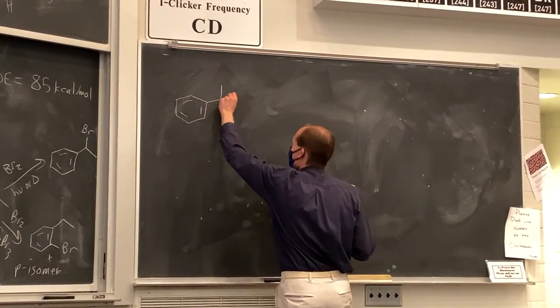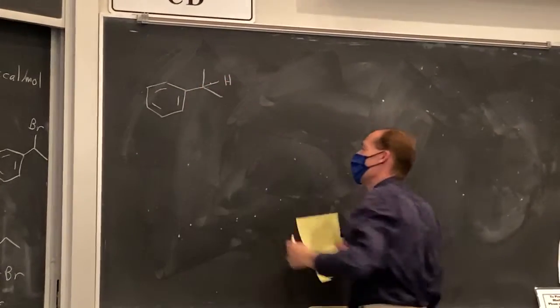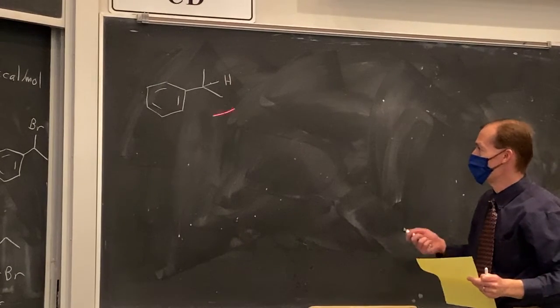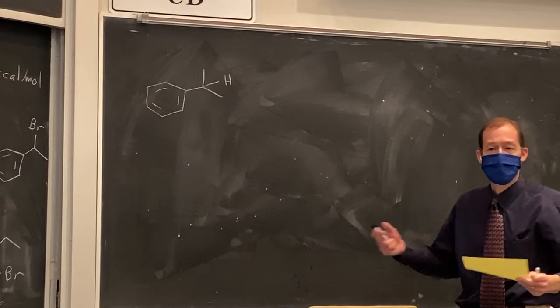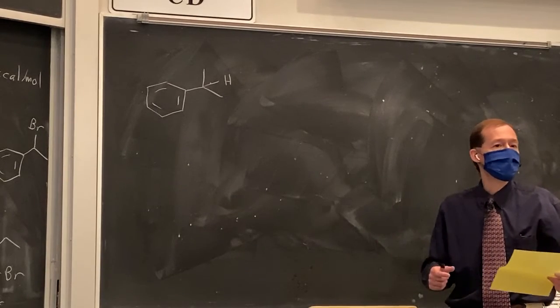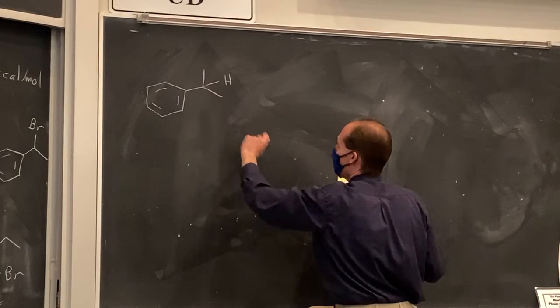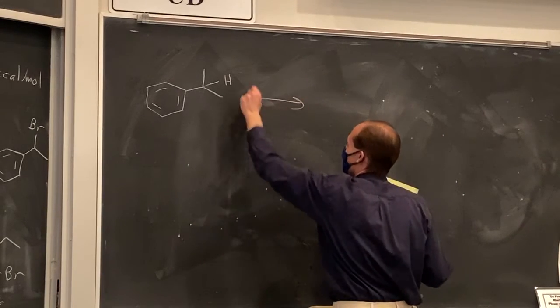To oxidize an alkyl benzene, we have to have at least one benzylic hydrogen. So I've drawn isopropyl benzene. We can oxidize that. Tert-butylbenzene, we could not oxidize. Okay, this will only work if we have one or more benzylic hydrogens.